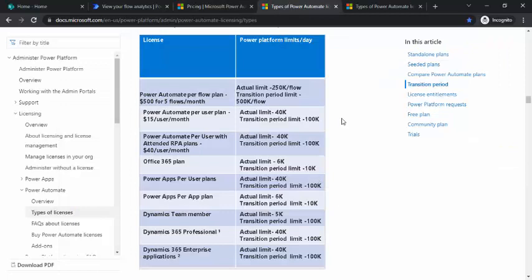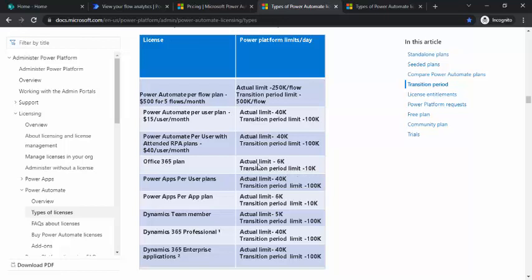Being a developer and an architect, the crucial piece which I always keep in my mind is what capacity I should be deciding for my flow environment. There are three types of flows you get by default. If you are using your Office 365 plan, then by default all the E3 or E5 users would get a simple flow license, and that license would be the Office 365 plan. The actual limit is 6K and the transition period limit is 10K.